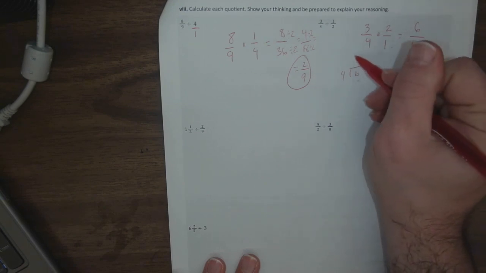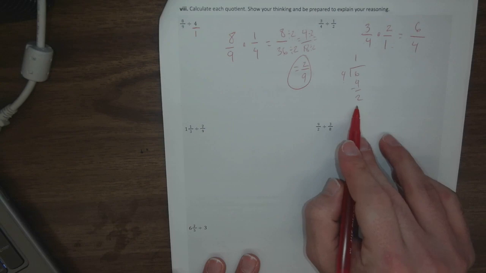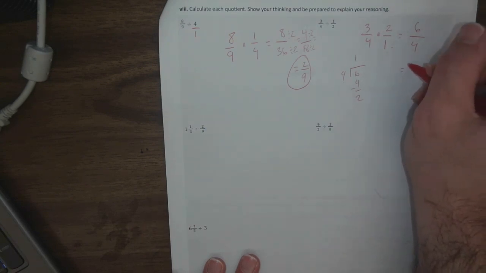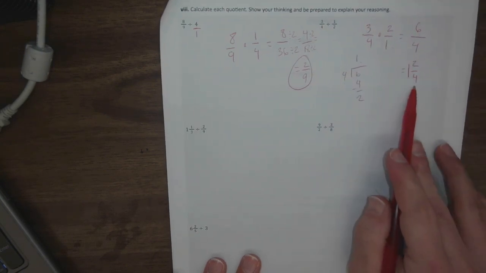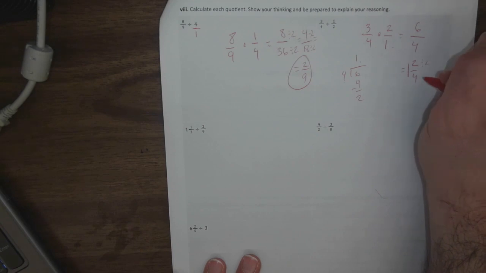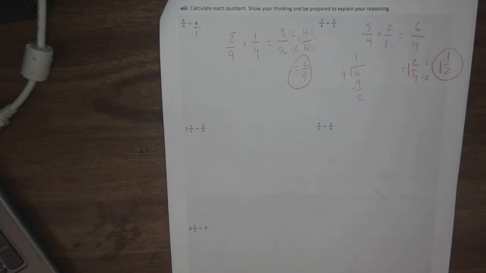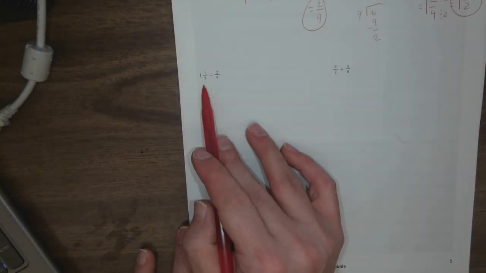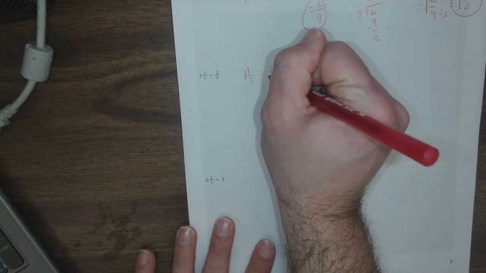4 goes into 6 one time. And we end up with a remainder of 2. And so this ends up becoming 1 and 2/4. And again, we can simplify this by dividing by 2 to end up getting 1 and 1/2. Bam. So now we go to the third one. This time, though, we have a mixed number. So 1 and 1/3 divided by 2 9ths.